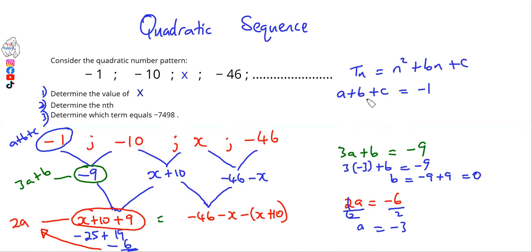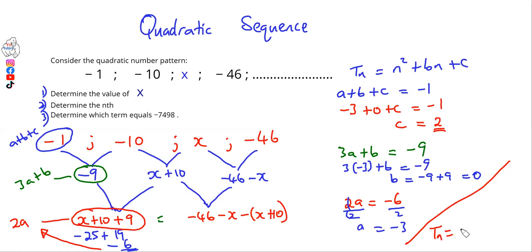We have a, negative 3, plus 0 plus c is equal to negative 1. We take negative 3 to that side. c is going to be equal to negative 1 plus 3, which is going to give us 2, okay? So we have got a, b and c. So what is our general equation now? Our equation in this case, Tn is going to be equal to a, which is negative 3, n squared plus 2, because b here is 0. I just made a mistake here, guys.